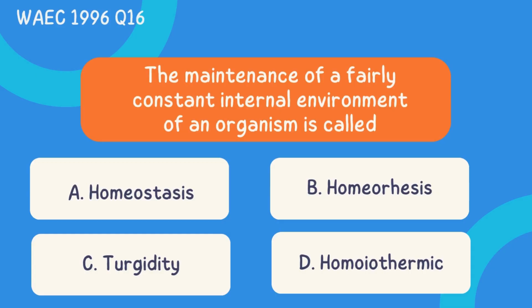And it says, the maintenance of a fairly constant internal environment of an organism is called A. Homeostasis, B. Homeostasis, C. Turgidity, and D. Homeothermic. So what do you think is the answer to this question?